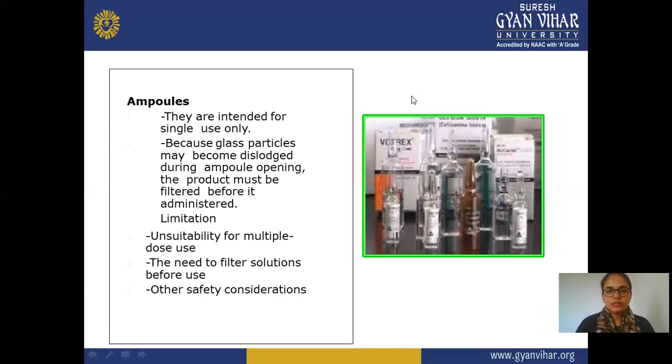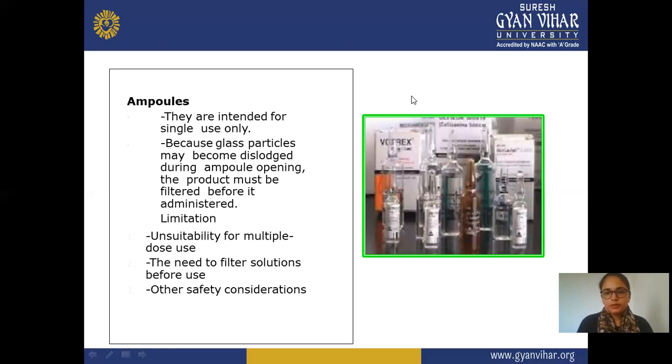And the limitation is the unsuitability for multiple dose use. You don't formulate in this for multiple use. It is only single use, because after opening this ampule, there's no chance that you close or store or preserve your formulation. So due to this susceptibility problem of this container, it is not available in a multiple dose. It is available in a single dose.